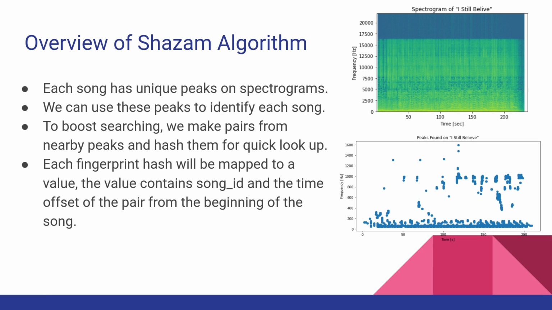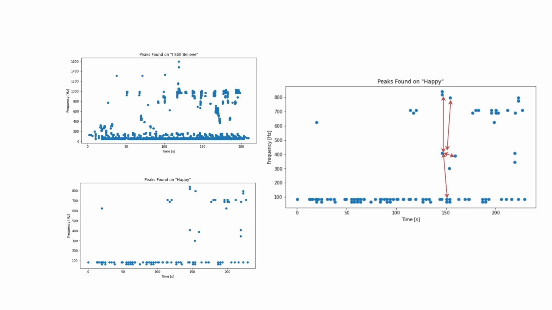So how do we exactly build the fingerprints from these peaks? We will talk about that later in the slides. But first of all, I want to show you that in order to use these peaks as the fingerprint of each song, for each song, the way that the peaks are located is really different. That's what makes the fingerprints unique, so that we can identify each song according to these fingerprints.